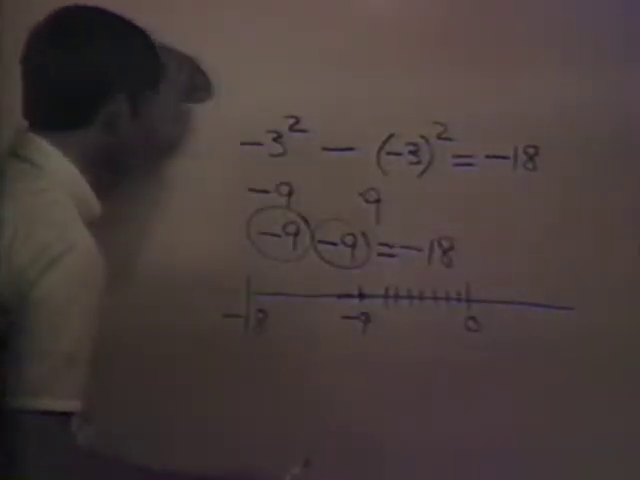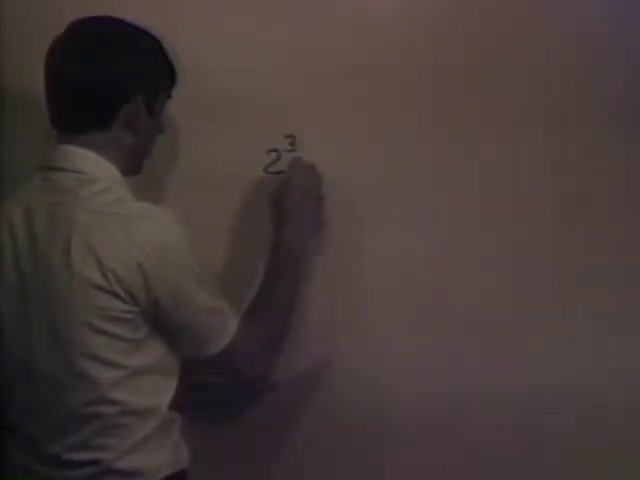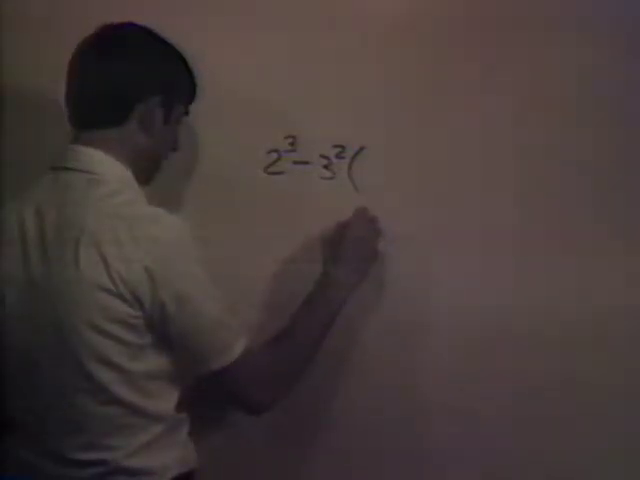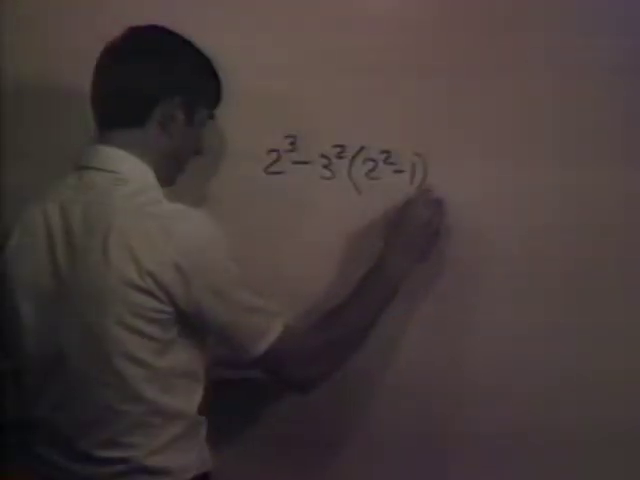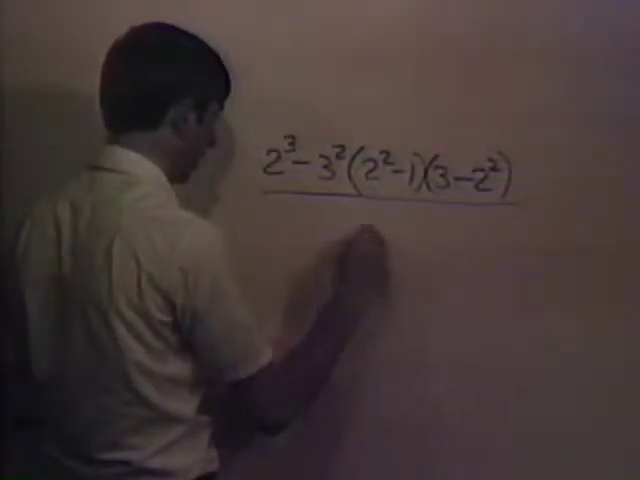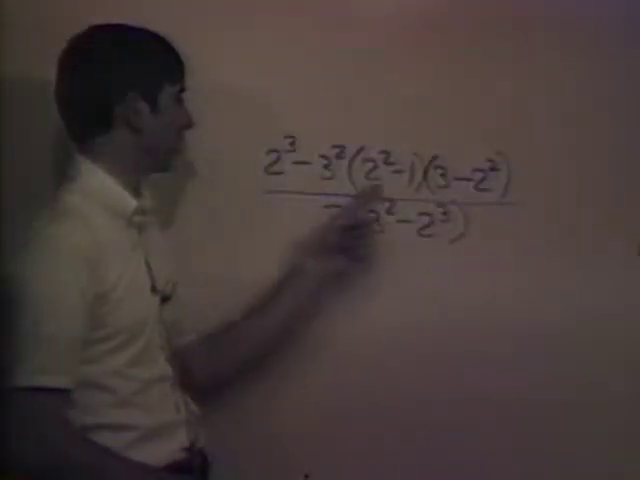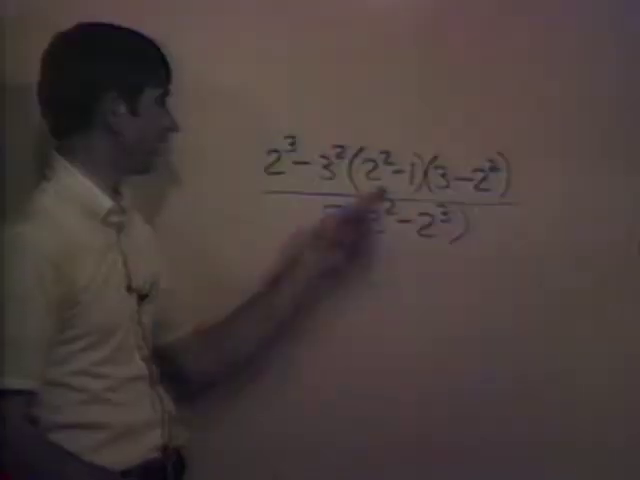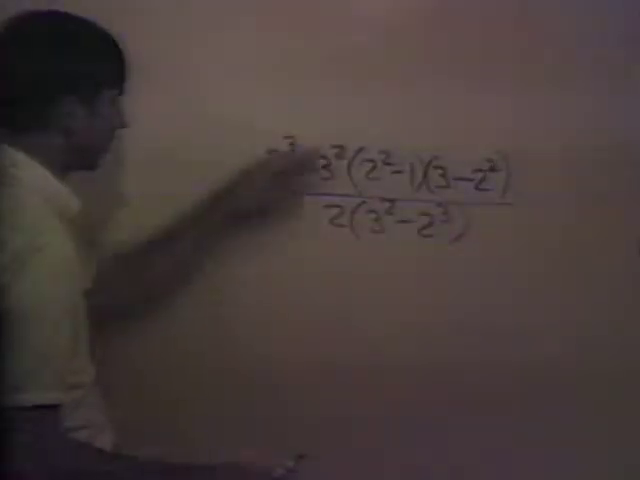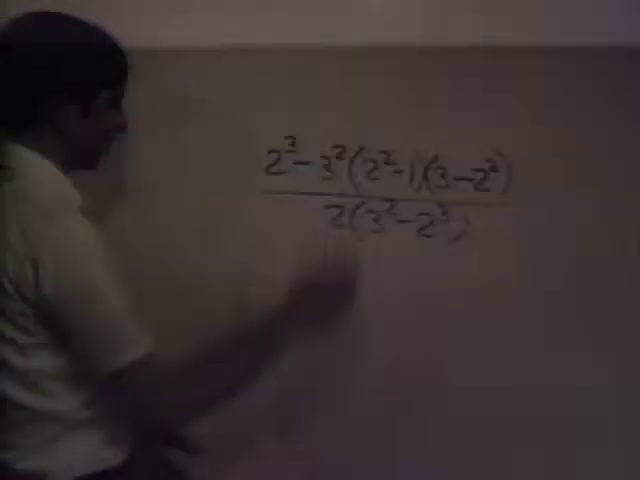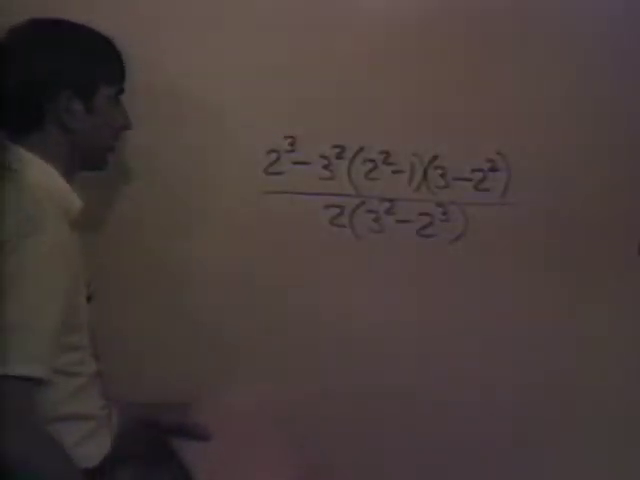Now let me write one more up here that's a little bit more complicated than that, and see if we can follow it through. Let's go with the 2 to the third power minus 3 squared times the quantity 2 squared minus 1 times 3 minus 2 squared. And let's put that all over 2 times 3 squared minus 2 to the third. Okay, we've got several operations here. We've obviously got subtraction, we've got multiplication, and we've also got division, since we've got a numerator and a denominator here of this expanded fraction. So let's go ahead and start to simplify.